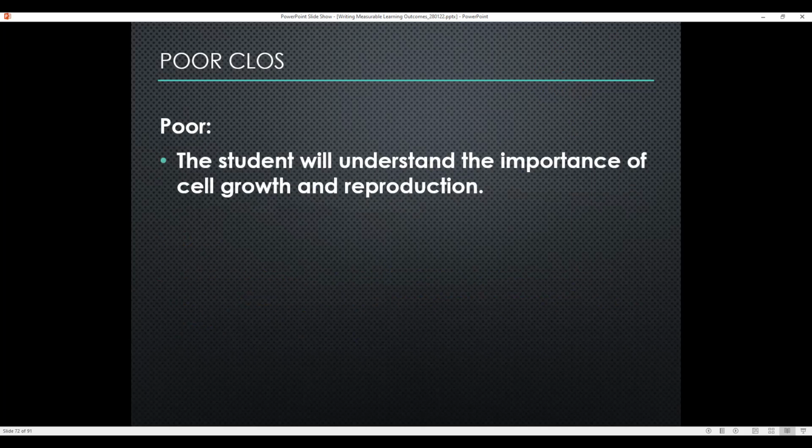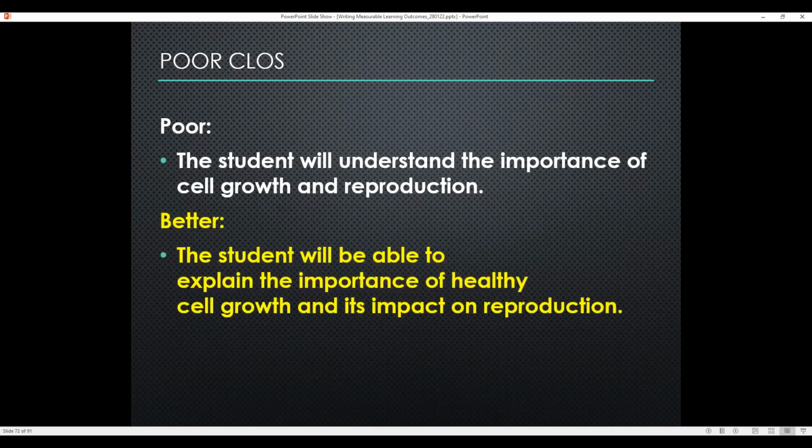Next one, the student will understand the importance of cell growth and reproduction. How should we rewrite this? This one I will change understand to explain the importance of cell growth and reproduction in maybe human or animals or plants and so on. Right, exactly. You have to define what context. Okay, good, Dr. Tang. The student will be able to explain the importance of healthy cell growth and its impact on reproduction in human or animal, or whatever.